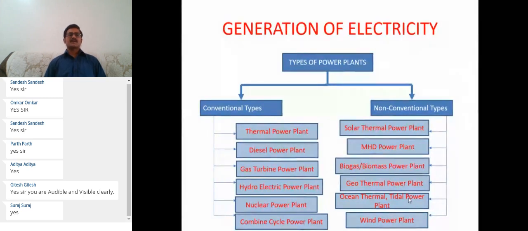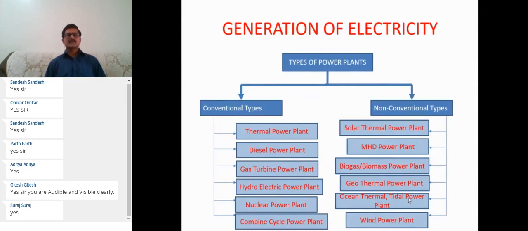As far as the conventional types of power plants are concerned, some are listed on the left hand side: thermal power plant, diesel power plant, gas turbine power plant, hydroelectric, nuclear, and the combined cycle power plant. Combined cycle power plant means that you can combine the thermal power plant with the gas turbine power plant. The thermal power plant may be using fossil fuel, either coal based, oil based, or gas based. So any form of fossil fuel may be used for the operation of a thermal power plant.